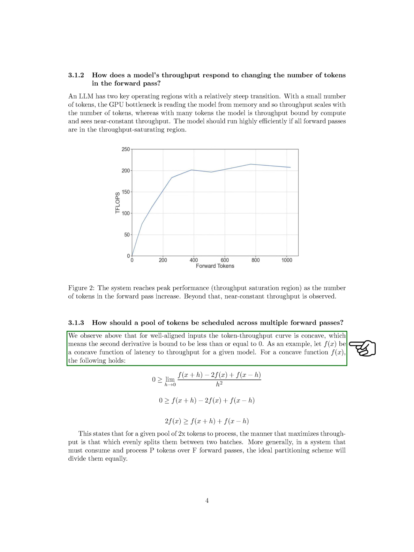We've observed that when inputs are well aligned, the token throughput curve is concave, meaning its second derivative is less than or equal to 0. In simpler terms, if we have a pool of tokens to process, the most efficient way to maximize throughput is to split them evenly between two batches. More generally, if we need to process P tokens over F forward passes, the best strategy is to divide them equally. Now, let's talk about Dynamic SplitFuse.